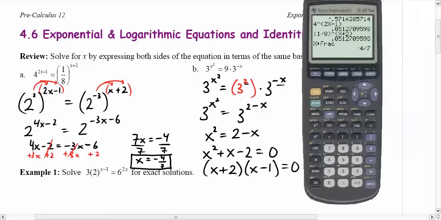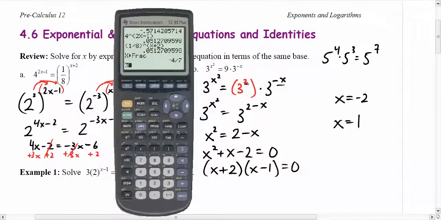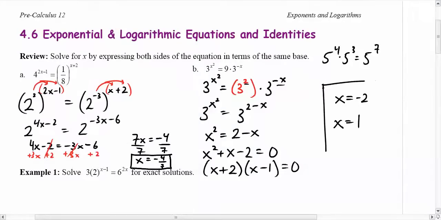Now I can't really be sure if both of those are answers until I check, just in case one is extraneous. So 3 to the power of negative 2 squared is 81. 9 times 3 to the power of 2 is also 81. First one works. I'll do the same thing, except for putting 1s in for x. I get 3 and 3. So both of the answers work. And I could also solve that by graphing.